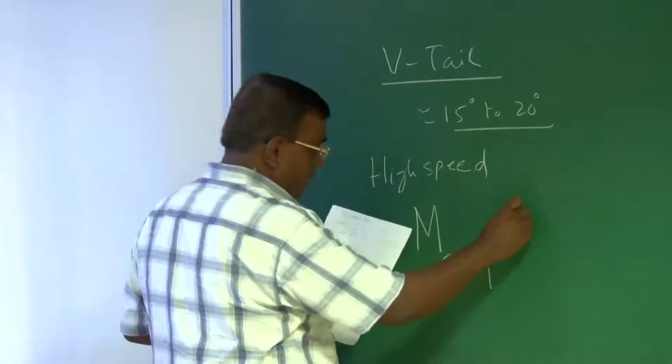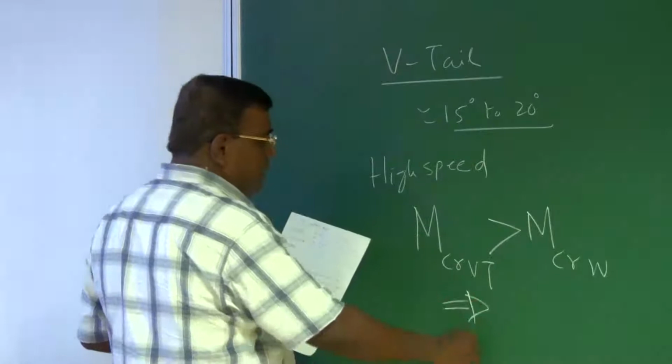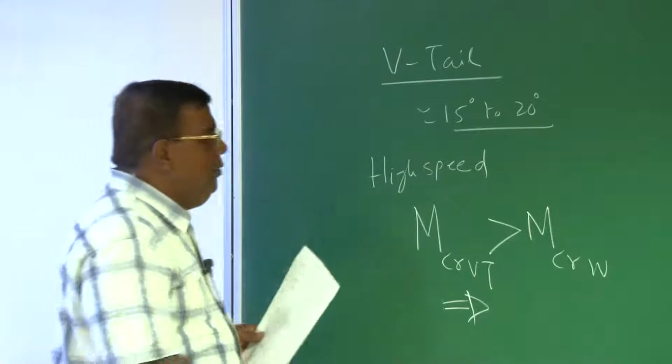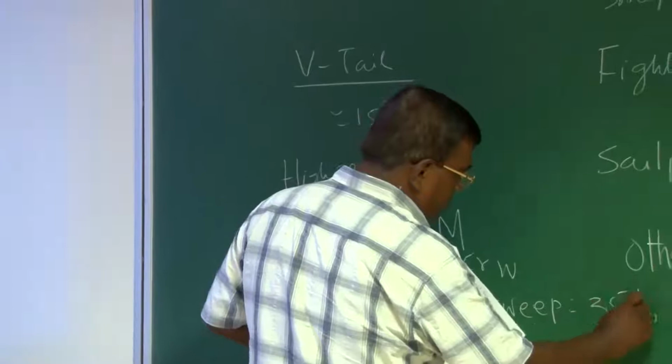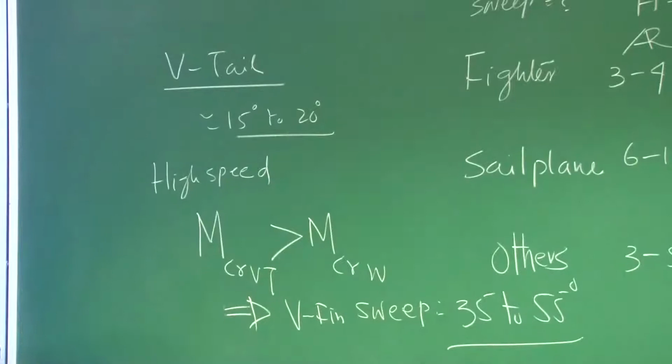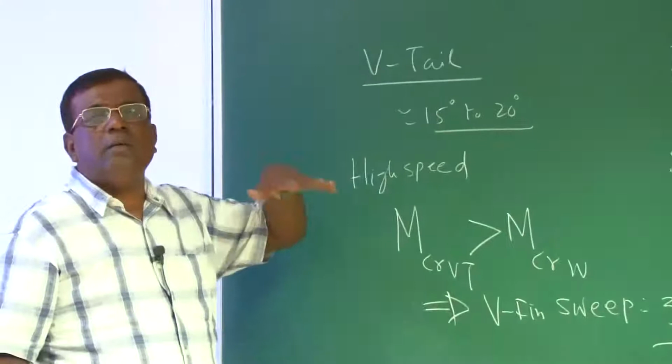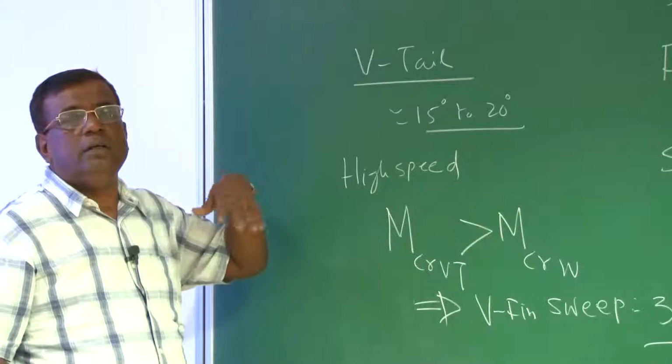So that demand has resulted in a vertical fin sweep of around maybe 35 to 55 degrees in general. So when you see a configuration, these are the guidelines. You ask yourself, am I designing for low speed or high speed? What sort of stall characteristics does the wing have? So we can pick those numbers and draw the initial sketch, right?